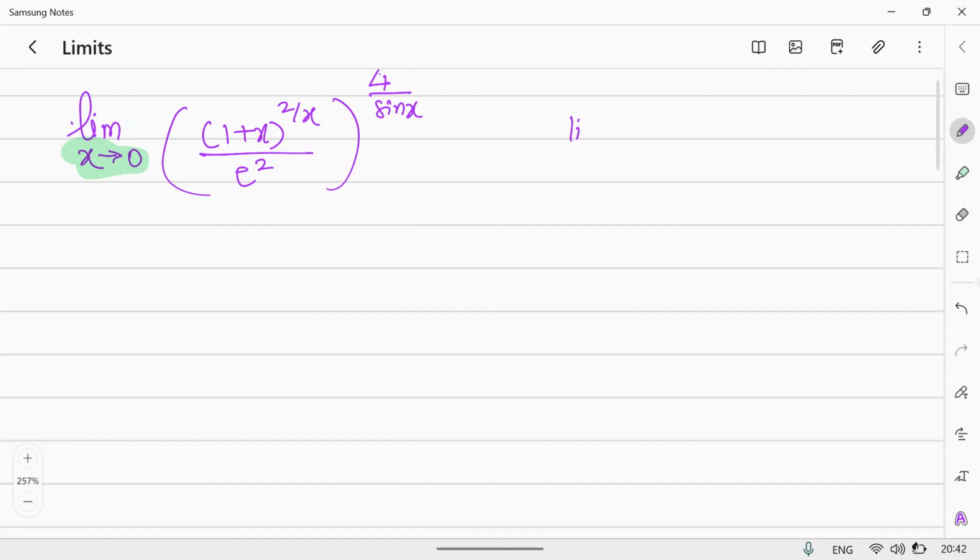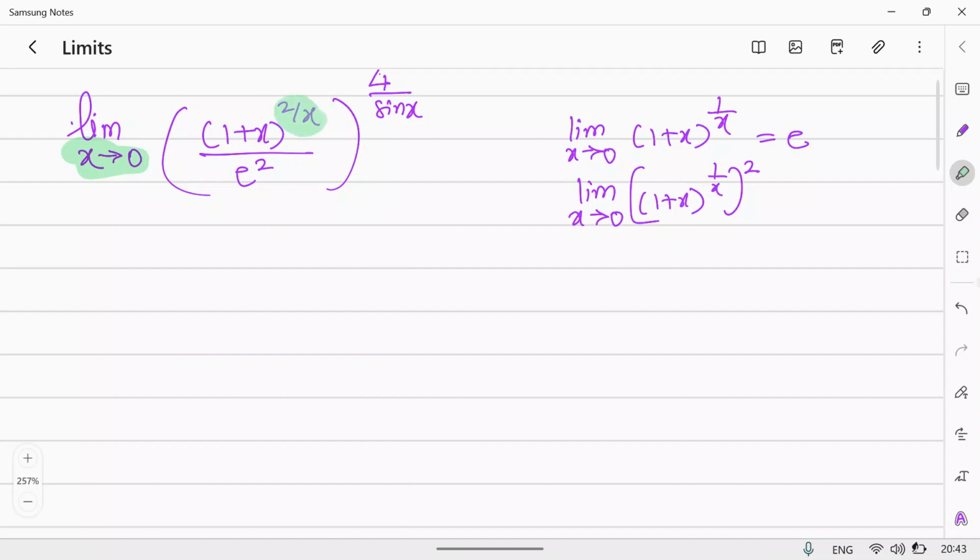As we all know, limit x tends to 0, (1 plus x) raised to 1 by x is e. So if you give the power, (1 plus x) raised to 1 by x, the whole raised to 2, that will be 2 by x, as you can see over here. So that will be e square. So this will be e square by e square, and then 4 by sin 0. As we all know, e square by e square will be 1, which is actually not equal to 1, but it is tending to 1.